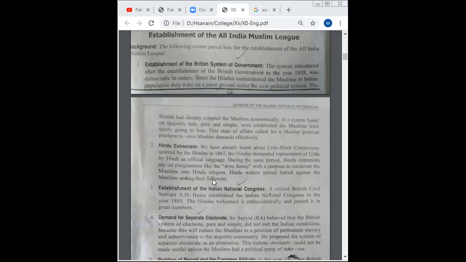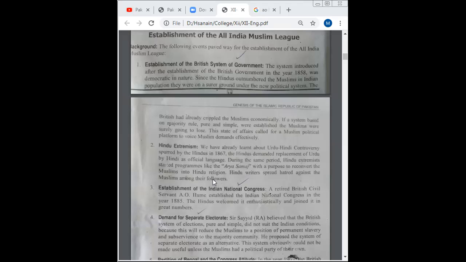Basically, Muslim League was a political party of the Indian Muslims. There were many reasons behind the establishment of the Muslim League. We will study a few reasons, in fact, very important reasons we will study in this topic.